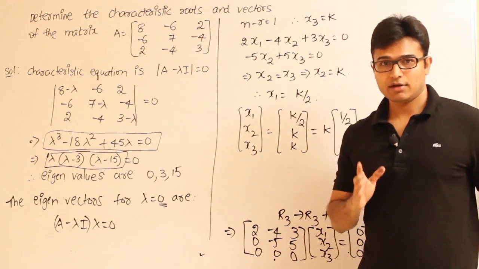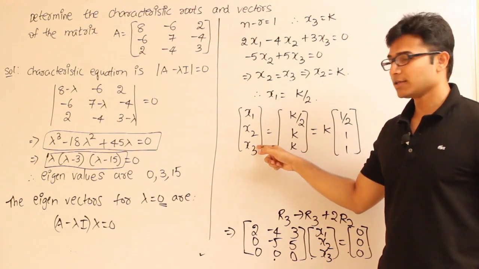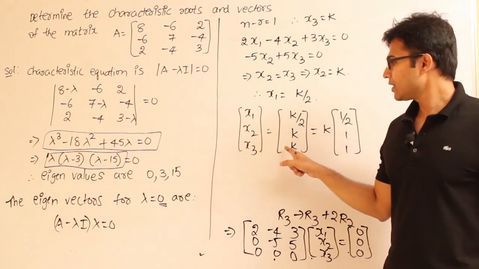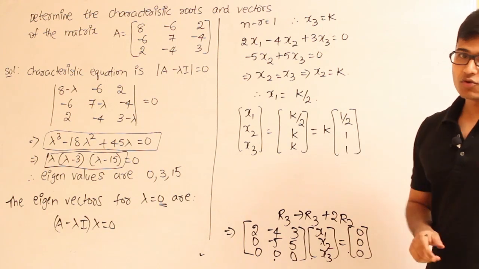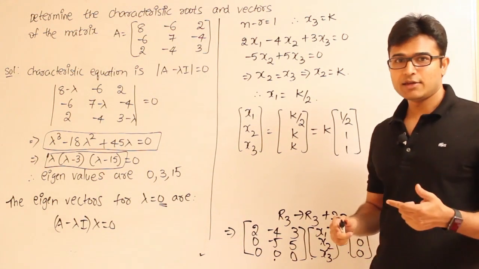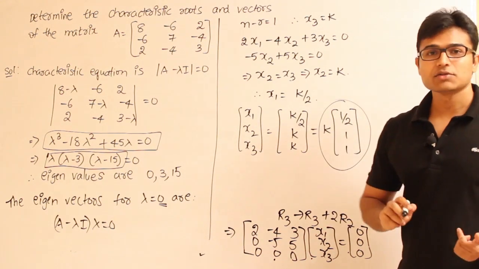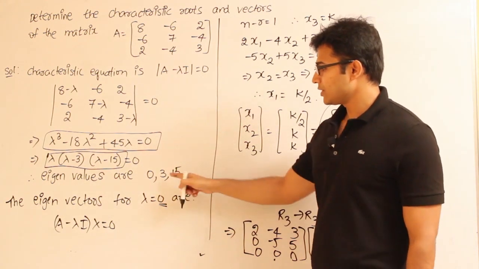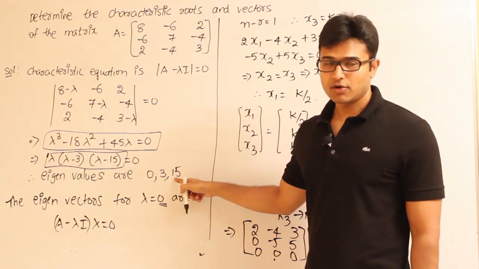Therefore, the eigenvectors corresponding to lambda equal to 0 is nothing but x1, x2, x3, and we know that x1 equal to k by 2 and x2 equal to k and x3 equal to k, and if I just substitute them here, I got this. So this set of eigenvectors corresponding to the eigenvalue lambda equal to 0 is this one. Understood this? Now we have to find out the set of eigenvectors corresponding to lambda equal to 3 and then lambda equal to 15. Got it?